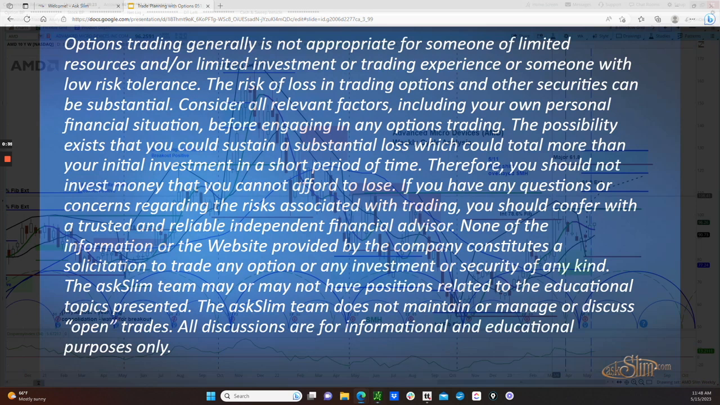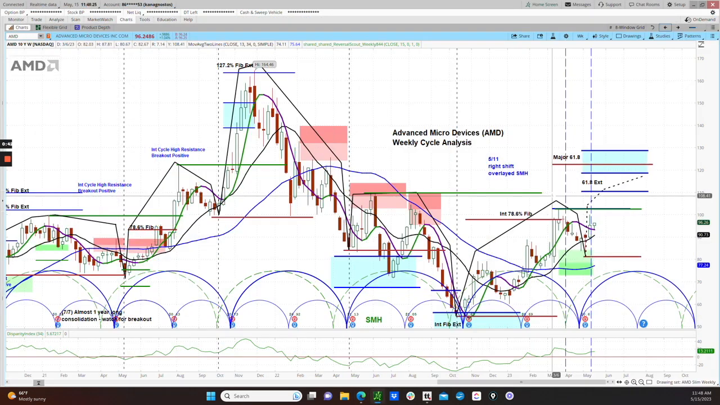Let's get started. Let's first start with AMD, Advanced Micro Devices in the semiconductor space. This is the weekly chart. Notice that the weekly cycle timing window, which is the period of time between these blue vertical dashed lines when we expect an intermediate low to form, ended last week, and we appear to be 2 weeks off the intermediate low.